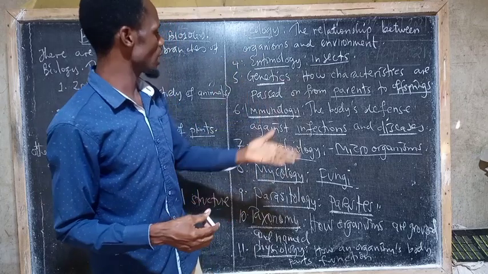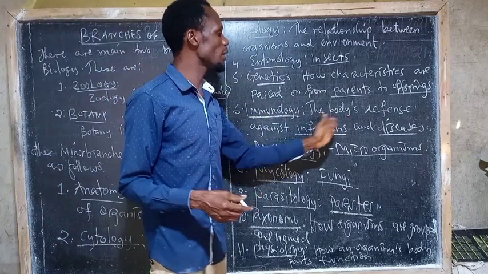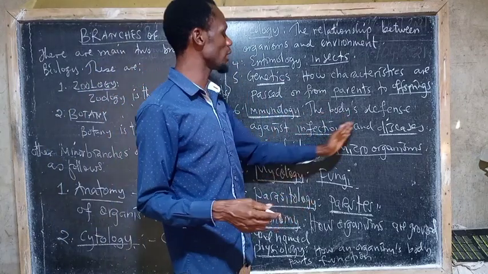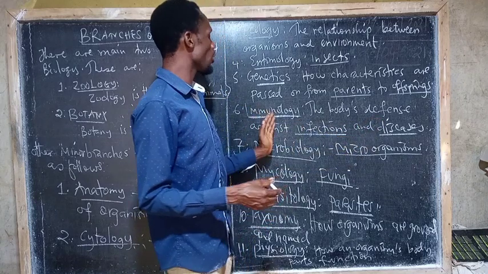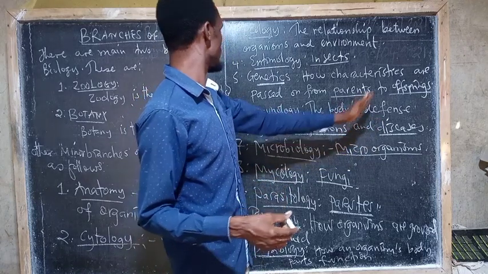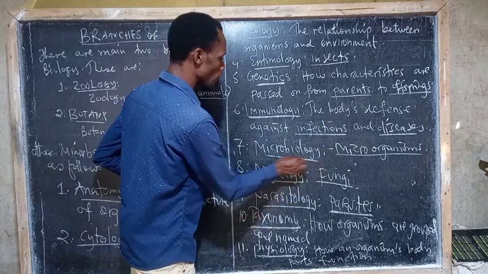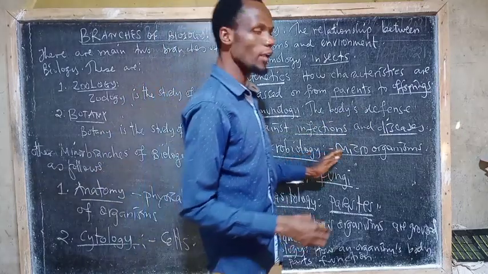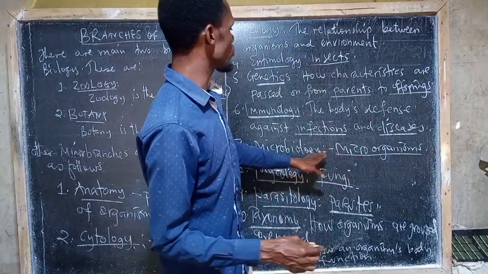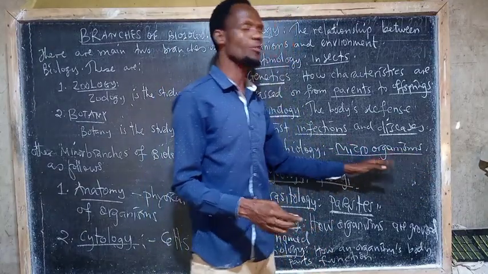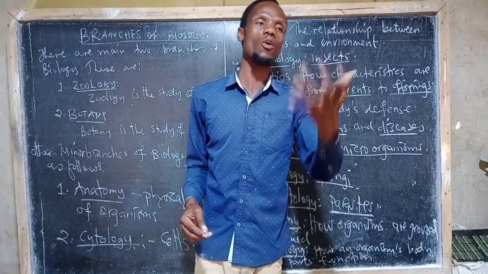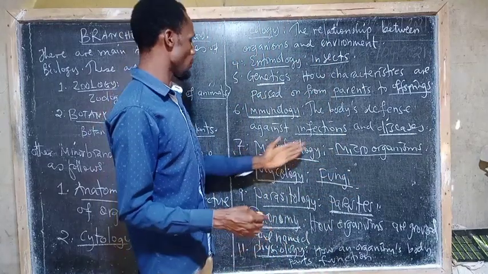Now we have to discuss immunology, that is the body's defense against infections and diseases. So immunology deals with the body's defense against infections and diseases. But also we have microbiology. This deals with microorganisms, meaning very small organisms. So if you are discussing a very small organism, you are dealing with microbiology.